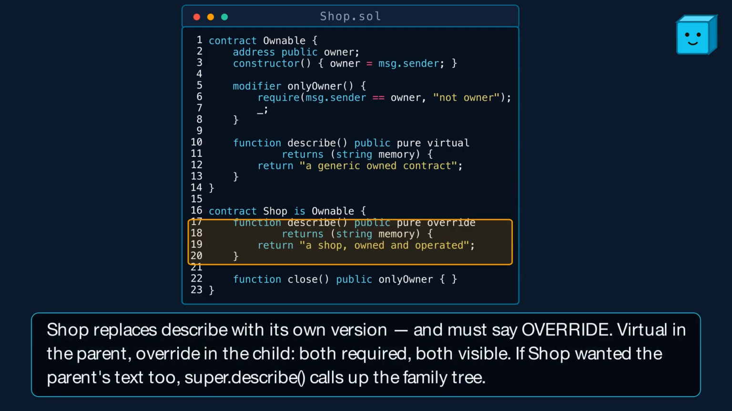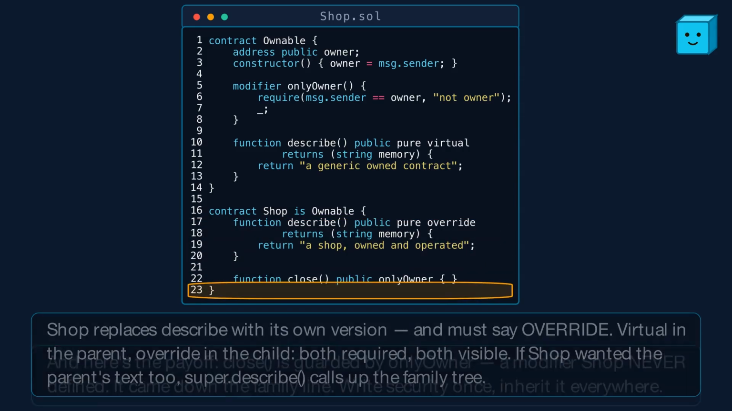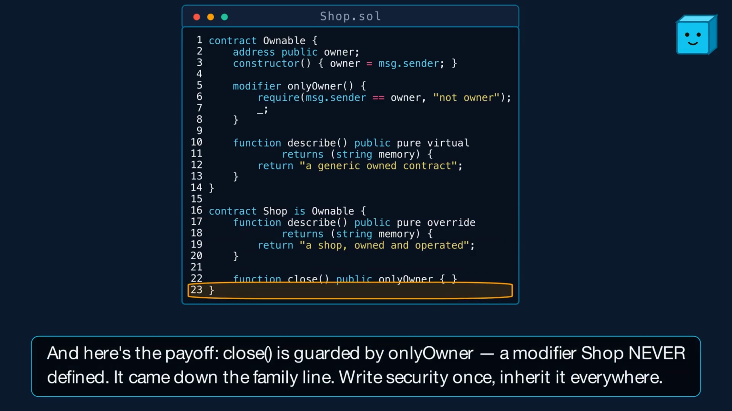Shop replaces describe with its own version, and must say override. Virtual in the parent, override in the child, both required, both visible. If Shop wanted the parent's text, super.describe calls up the family tree. And here's the payoff. Close is guarded by onlyOwner, a modifier Shop never defined. It came down the family line. Write security once, inherited everywhere.